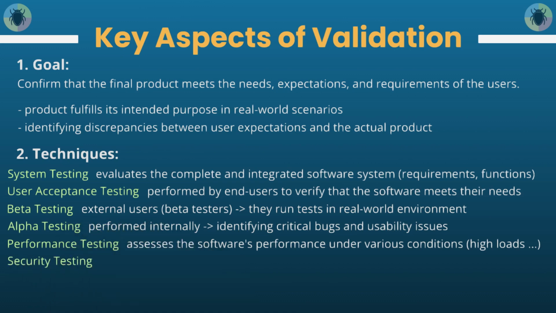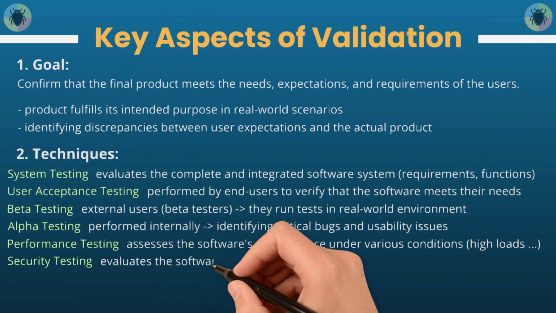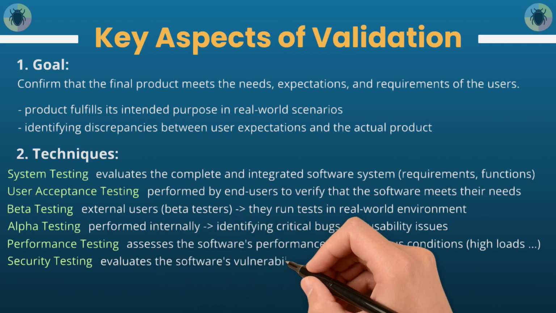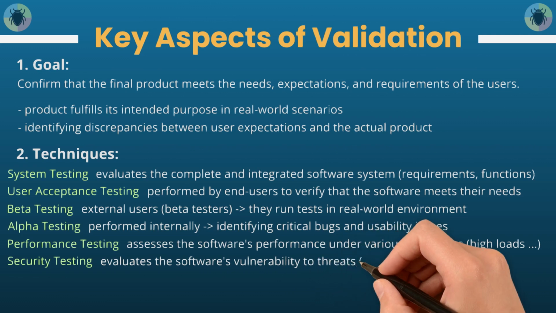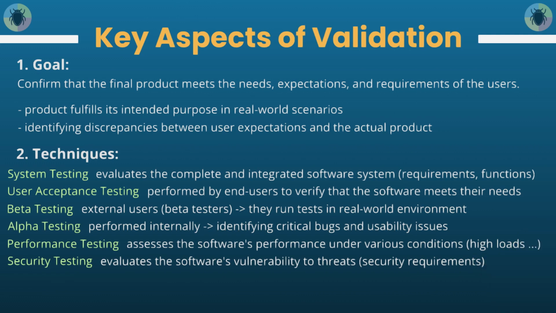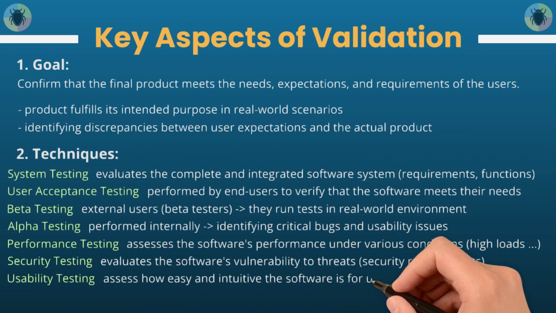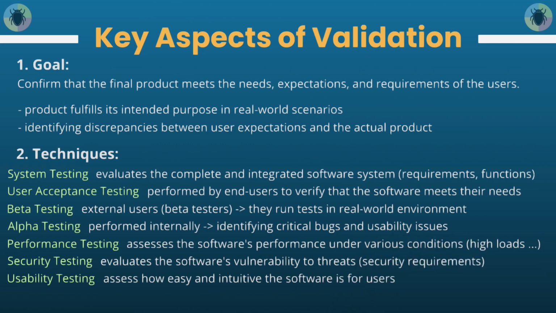Security testing. Security testing evaluates the software's vulnerability to threats and ensures that it protects user data and maintains privacy. This is crucial for validating that the software meets security requirements and is resilient against potential attacks. Usability testing. This focuses on assessing how easy and intuitive the software is for users. Usability testing helps identify any design flaws or user experience issues that might hinder effective use of the product.